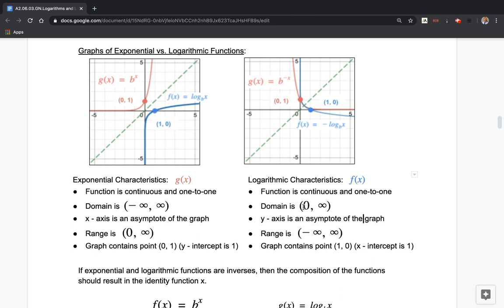The domain for the logarithmic function was from 0 to infinity. The range for the exponential function goes from 0 to infinity. So it's going to start here and work its way up to infinity. Similarly, exponential decay is going to get really close to 0 but never cross it, and it's going to start at infinity. The graph contains the point 0, 1. The graph contains the point 1, 0. So those are flipped over the graph y equals x.